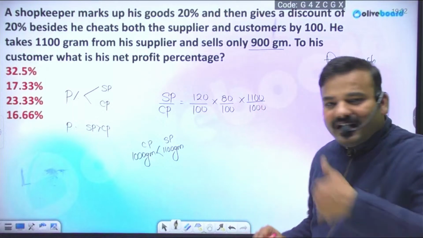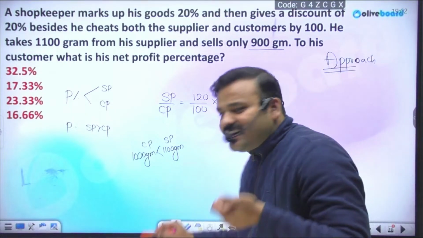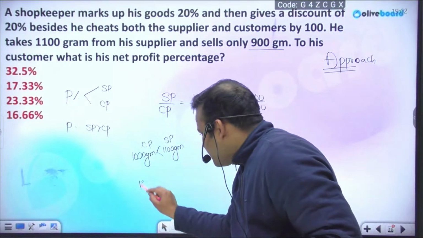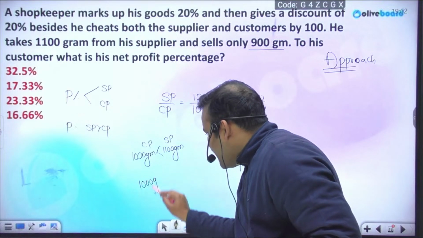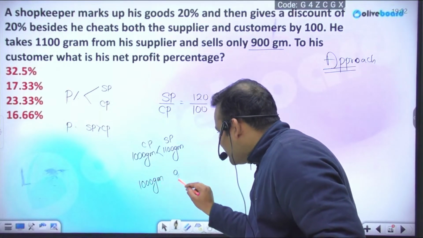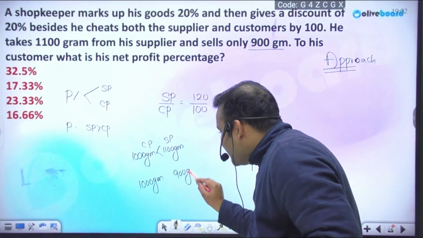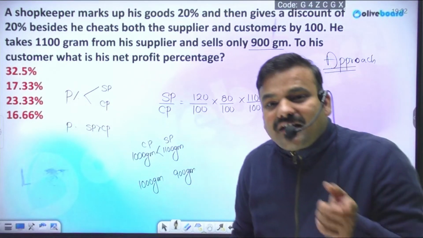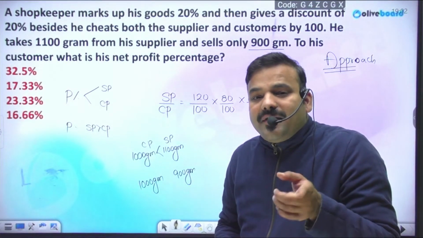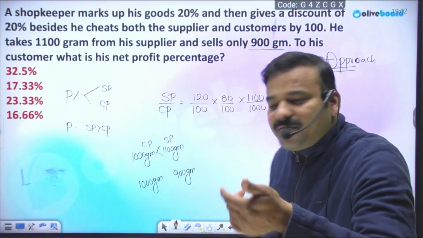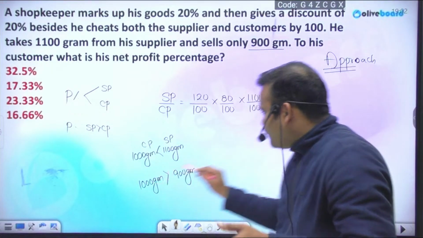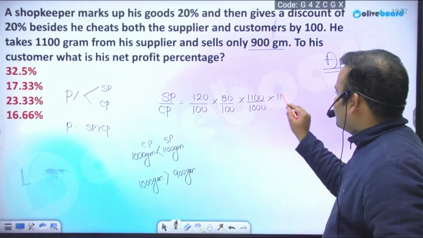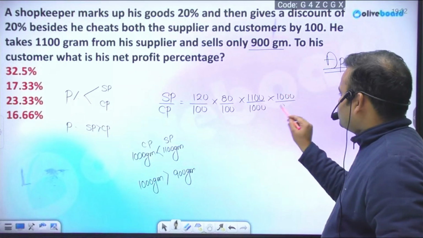Now I have brought the article. Now I am cheating the customers. Customer asked for 1000 gram and I am supplying them 900 gram only. So by cheating the customer as well, I am making a profit, and the selling price is becoming more as compared to the cost price. So 1000 will be represented as selling price, and this is the cost price.